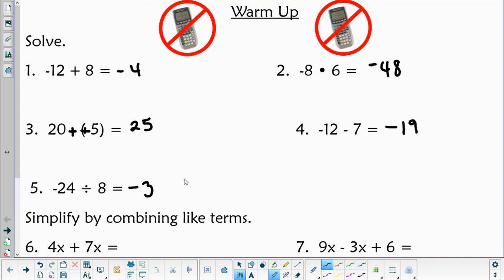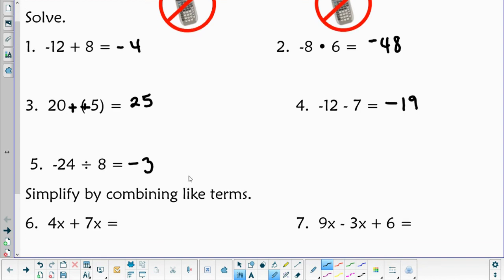Okay. For the second part, combining like terms, this is just an intro into what we're talking about today. So in this case, we have 4 x's and we add 7 x's to them. They are like terms because they both have an x. So 4 plus 7 is going to be 11x.